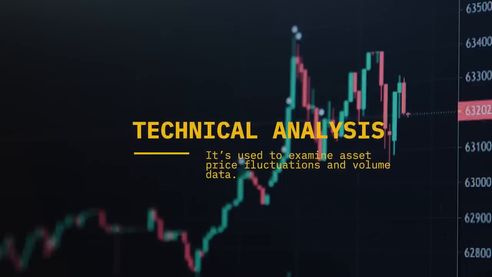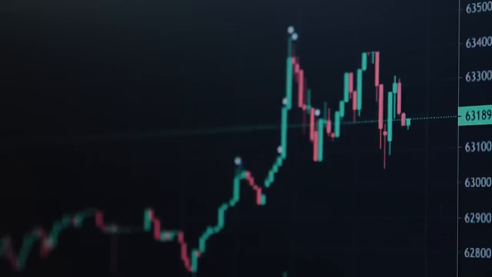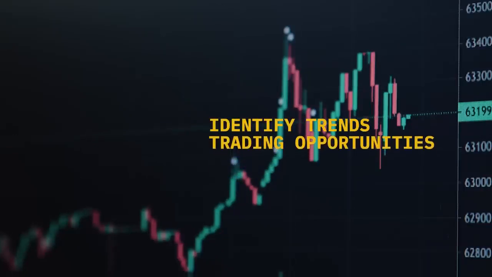Technical analysis is referred to as charting. This type of analysis aims to predict future market behavior based on previous price actions and volume data. Technical analysis is strictly focused on historical price action. It's used to examine asset price fluctuations and volume data. Traders use technical analysis in an attempt to identify trends and favorable trading opportunities.